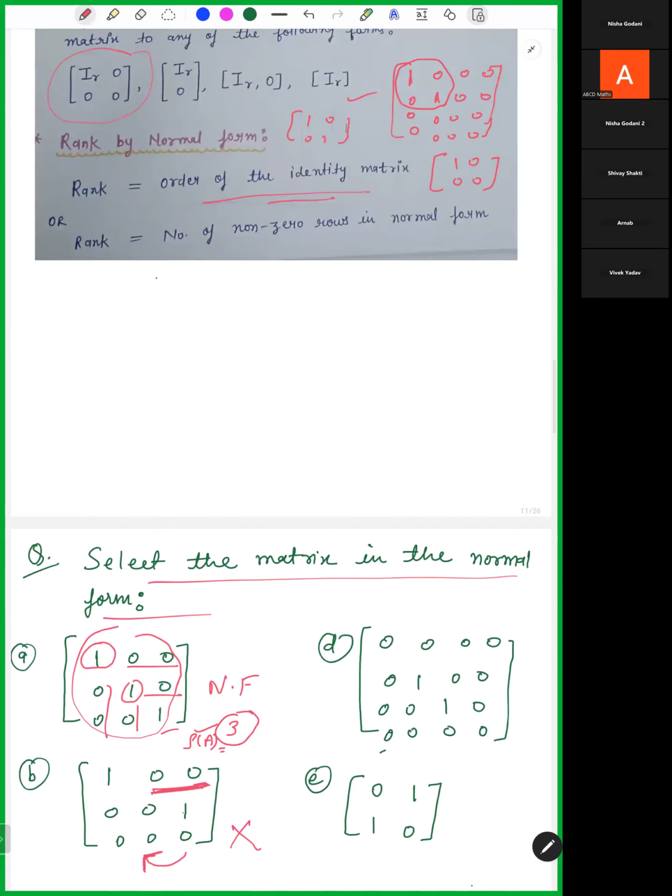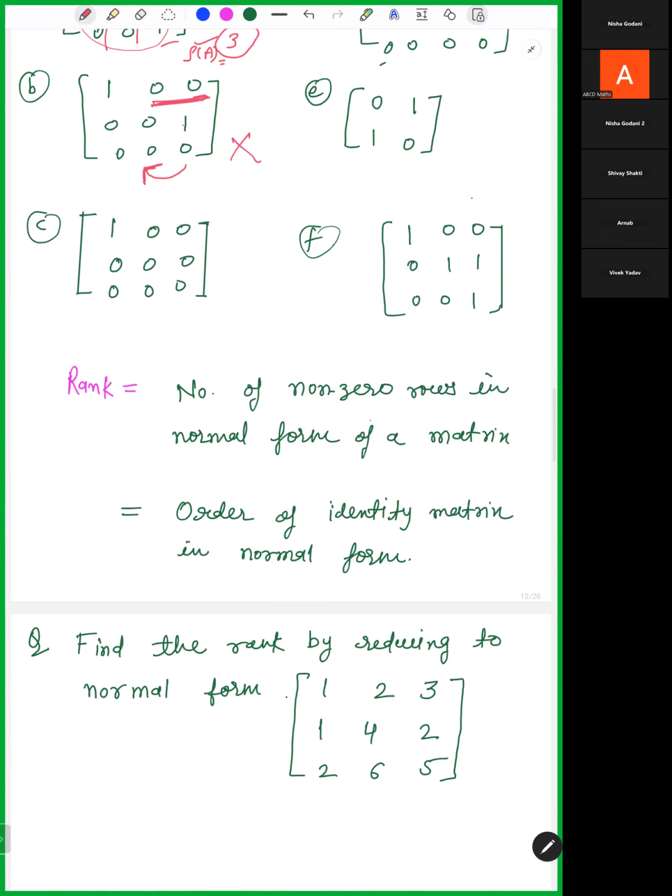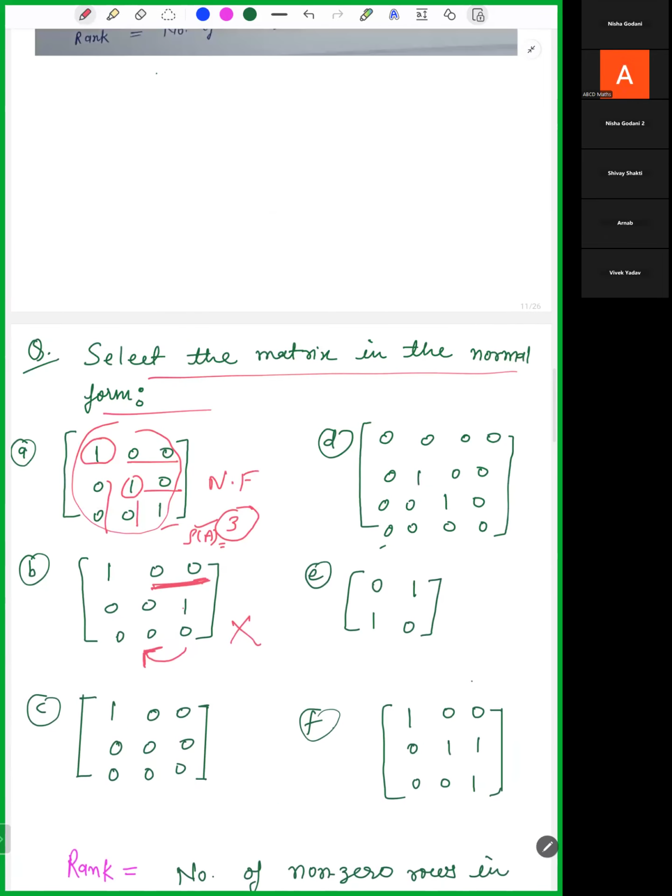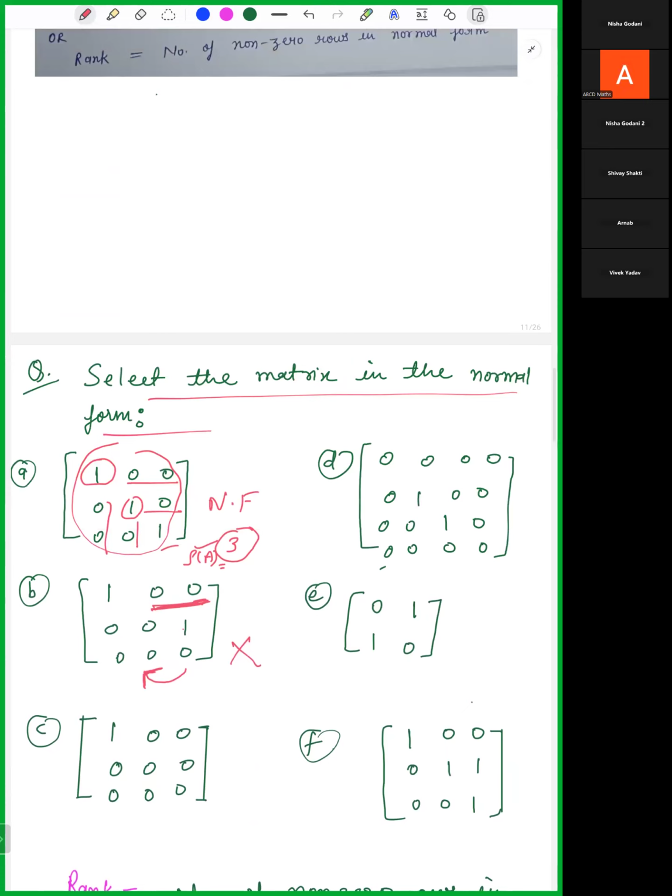I think I have written somewhere, here it is not compulsory to apply only row operations. You can apply column operations also. So this matrix B is not in normal form. Now, what about matrix C? Whether it is in normal form or not.